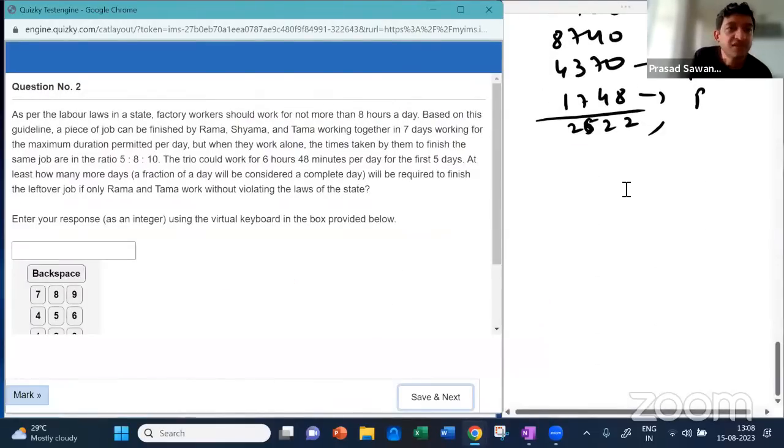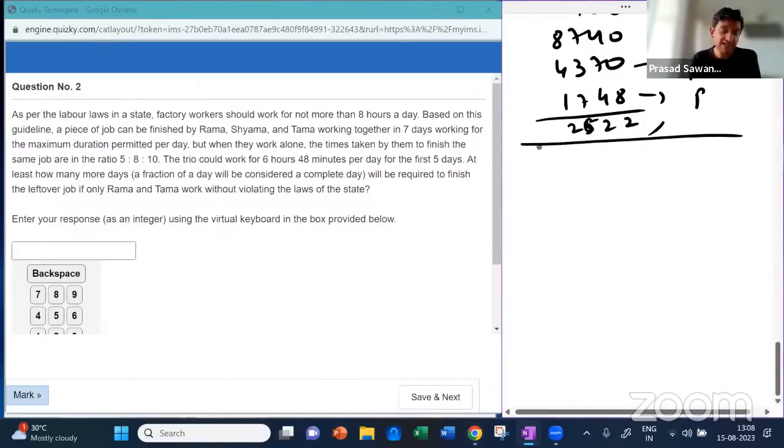Okay, fair. As per the labor laws in a state, factory workers should work for not more than 8 hours a day. Based on this guideline, a piece of job can be finished by Rama, Shama, and Tama together in 7 days, working for the maximum duration permitted each day. When they work alone, the time taken by them are in the ratio 5:8:10.